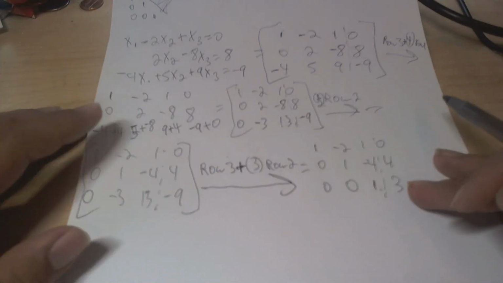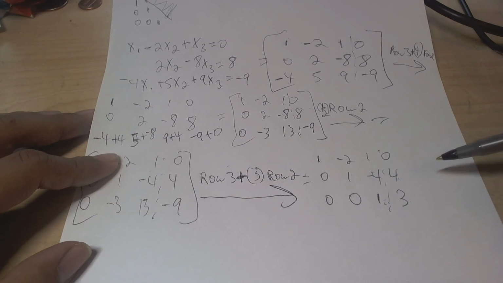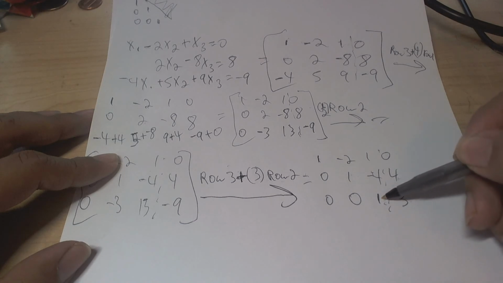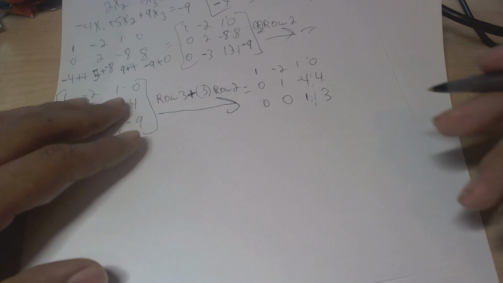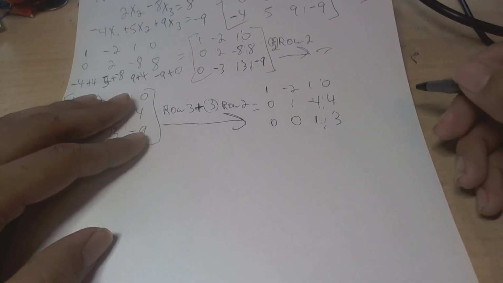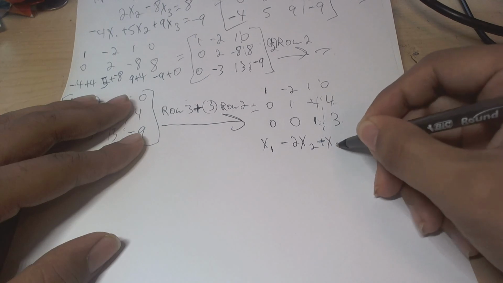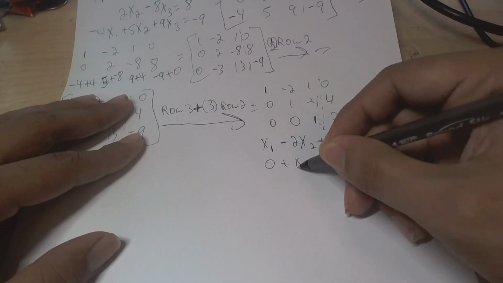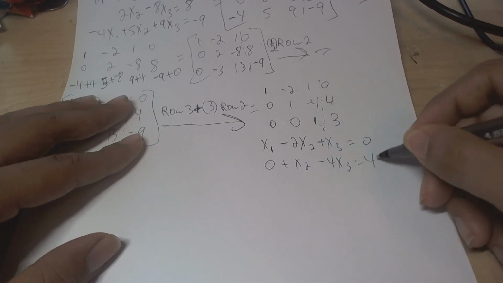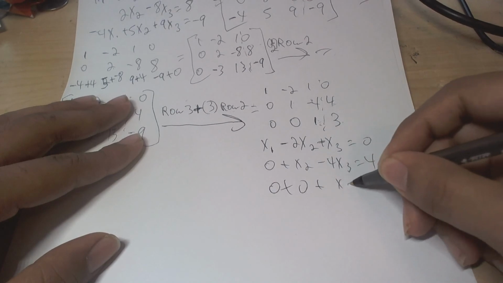Now, I have reached the two fundamental questions about linear systems. It's the last thing I wanted to discuss. The first is whether or not a system is consistent, which means that at least one solution exists. I should actually turn this over. You could see from here that a solution does exist. What I'm going to do is change this to the equation form. So that would be x sub 1 minus 2x sub 2 plus x sub 3 equals 0, 0 plus x sub 2 minus 4x sub 3 equals 4, 0, 0 plus x sub 3 equals 3.